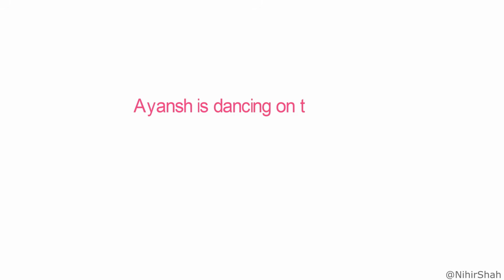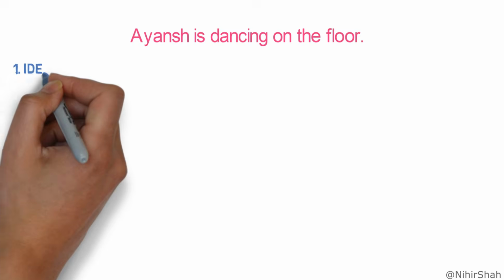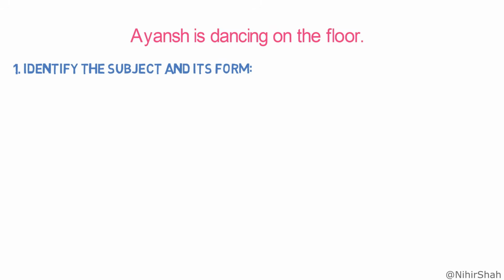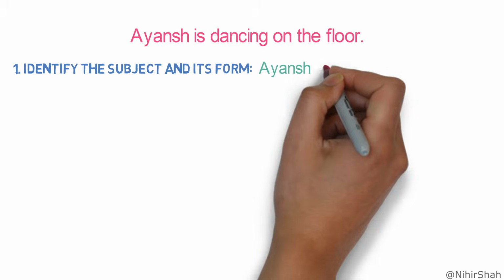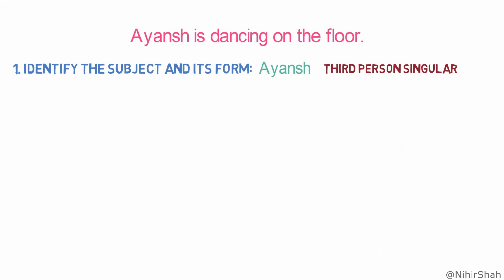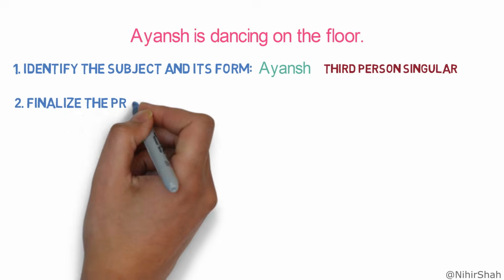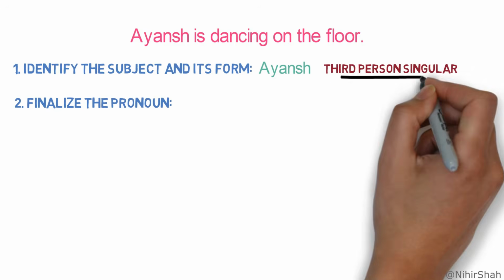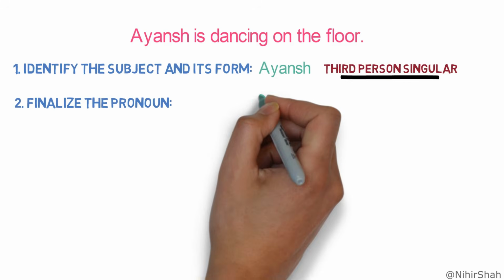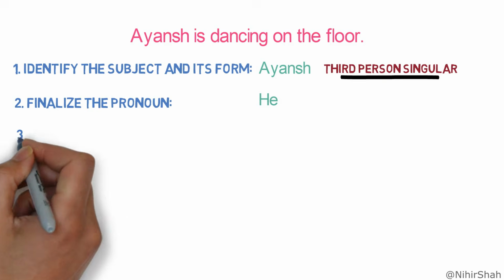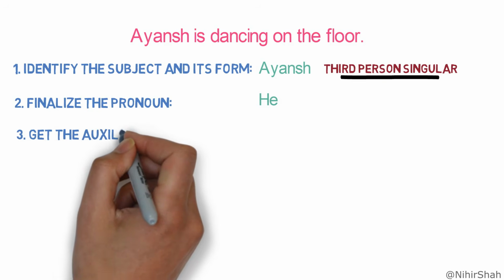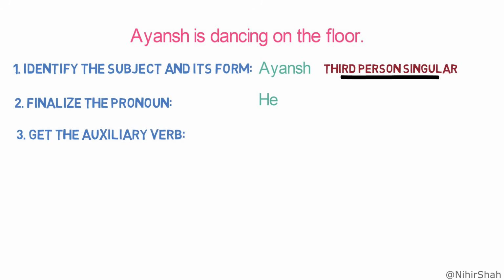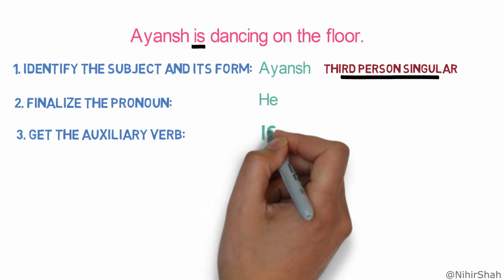Reyansh is dancing on the floor. Step 1. Identify the subject and its form. Here, Reyansh is the subject and it is in the third person singular form. Number 2. Finalize the pronoun. As the subject is in third person singular form, the pronoun will be he. Number 3. Get the auxiliary verb if already present in the sentence. Here, the auxiliary verb is already present, so we have taken is.